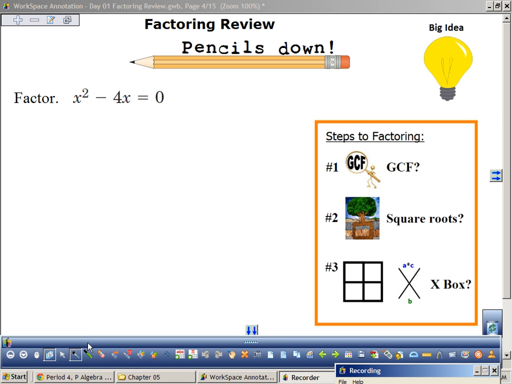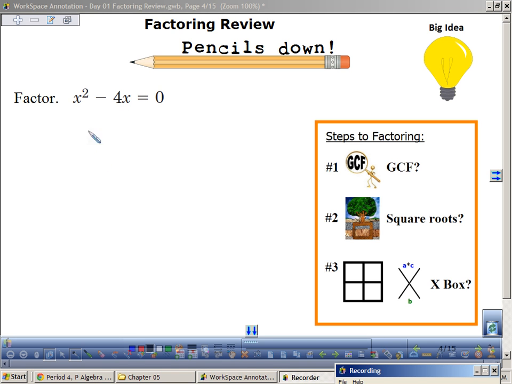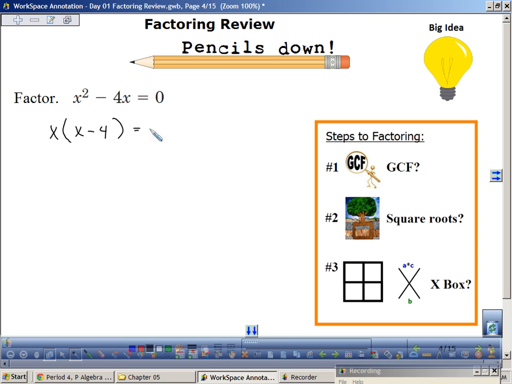All right, so let's review factoring. The first thing I want to do is look for the GCF. Can somebody tell me what the GCF is on this one? What does greatest common factor mean? What does everybody have at least one of? X. Right, everybody has an X. When I factor out an X, what's left over? X minus 4. X minus 4 equals 0.